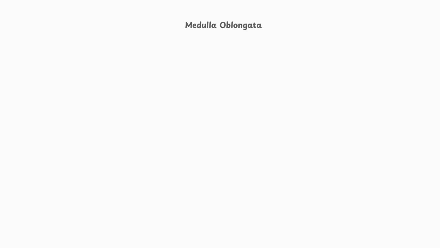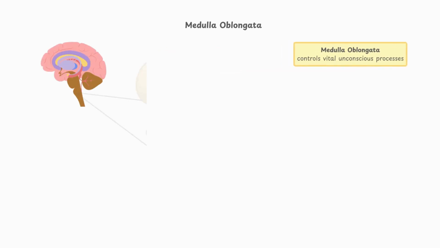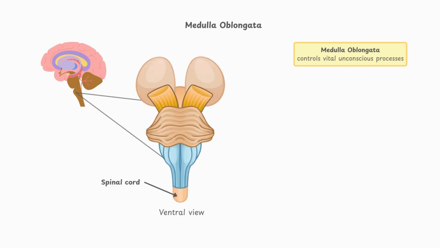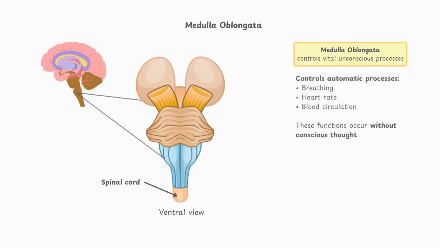Now, let's look at the medulla oblongata, which is an important part near the base of the brain. The medulla oblongata is located at the base of the brain and connects to the spinal cord. It controls automatic, unconscious processes that keep us alive, such as breathing, heart rate, and blood circulation.